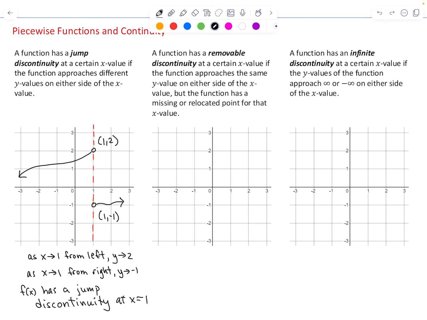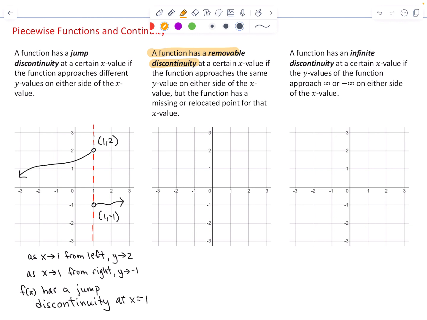You can either leave the function undefined at 1, or you could define the function at x equals 1 by putting a solid point somewhere on this vertical line, including at one of these locations, (1, 2) or (1, -1), or you could leave it off entirely. So regardless of whether there's a solid point on this line or where that solid point is, we still say the function has a jump discontinuity at x equals 1.